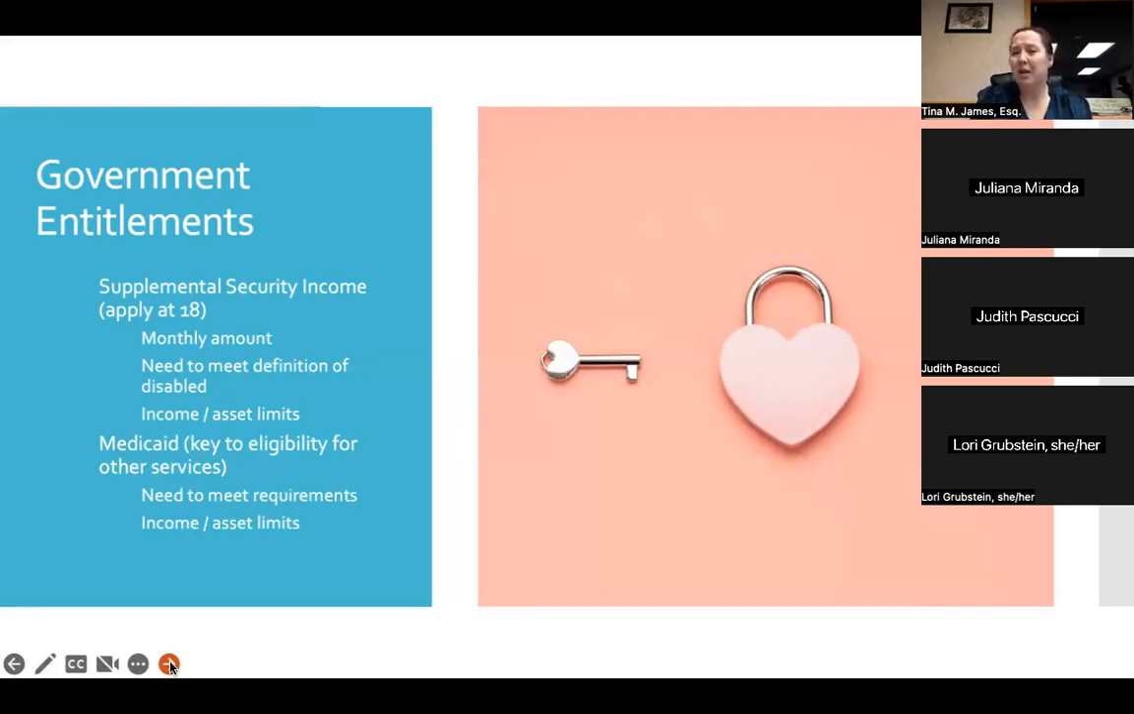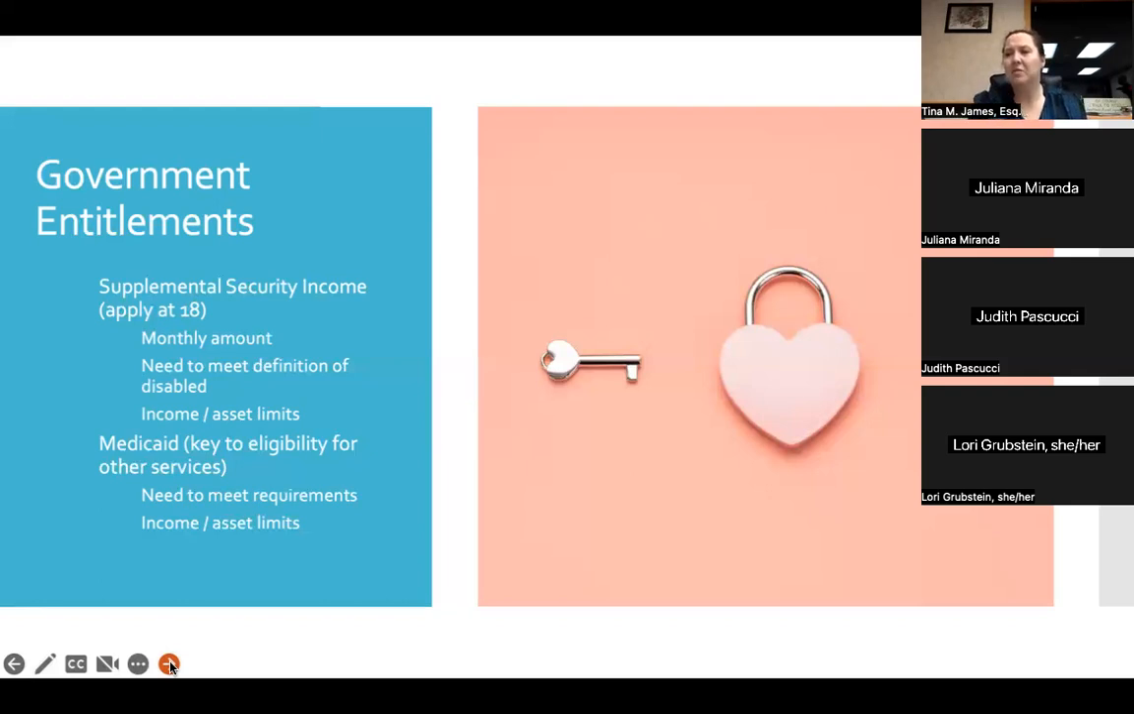Prior to the age of 18, the government's going to look at mom and dad's income, so the child's not going to be qualified. Once they turn 18, they're not going to look at mom and dad's income, and so they'll have the ability to qualify for SSI. In order to be qualified, not only do they need to have income below a certain amount, but they also need to be disabled.